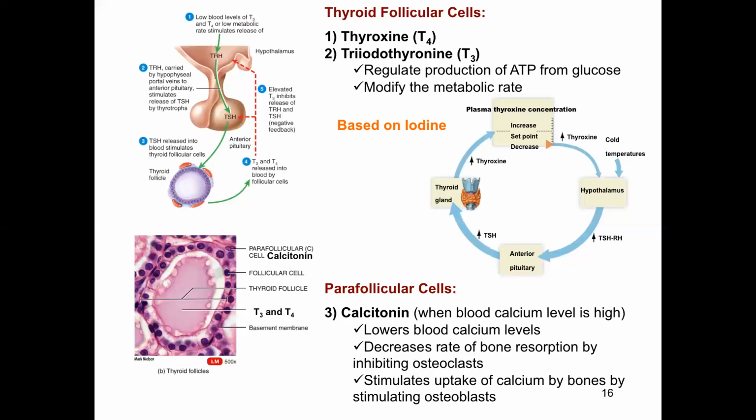Now the parafollicular cells, where para means on the outside of, release a hormone that we've already talked about in this class, which is calcitonin.